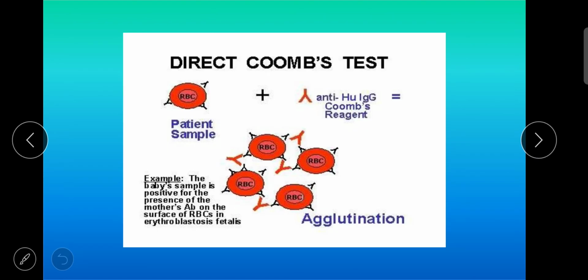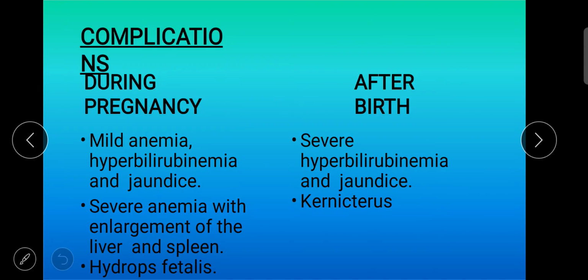So this is an example of the direct Coombs test. What they will do, with the help of an agglutination test, is take the patient sample, the RBC, and anti-immunoglobulin Coombs reagent, and they will mix it. For example, the baby sample is positive for the presence of the mother's antibodies on the surface of red blood cells in erythroblastosis fetalis. This is the serological test.